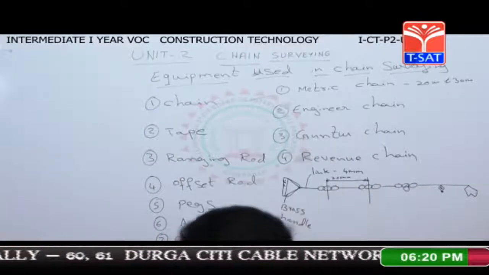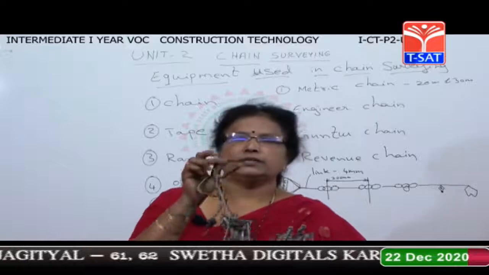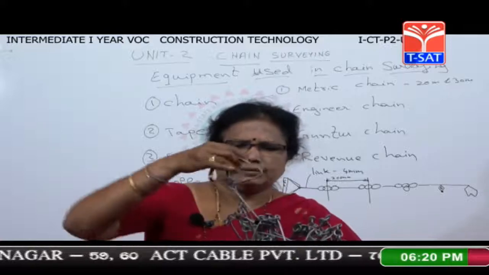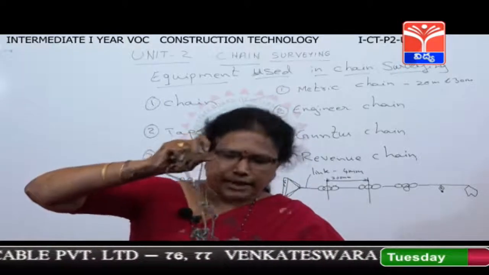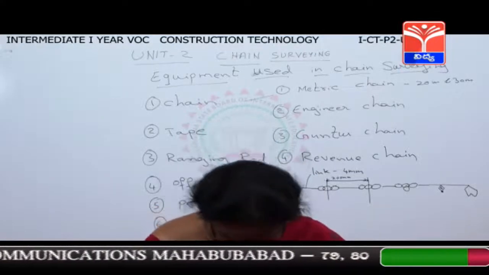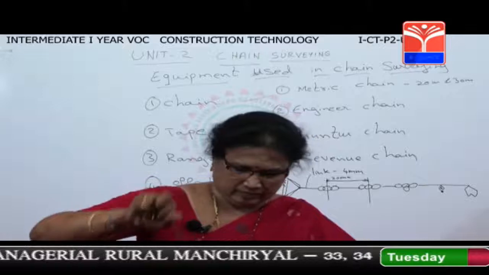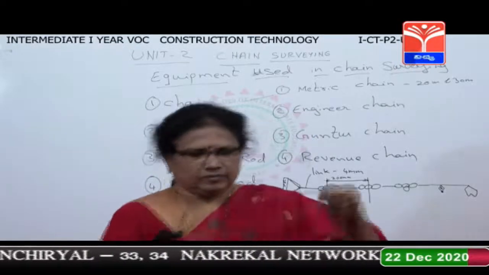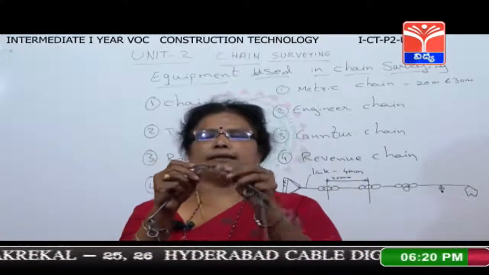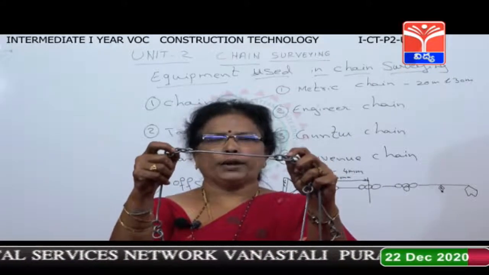See, already you have seen the chain. This is your chain. This is your handle, over which here it is marked 30 meters. These are made of brass. And here you have links like this. Each link is attached with 3 rings. From the center of this link to the center of the link, it is 200 mm.